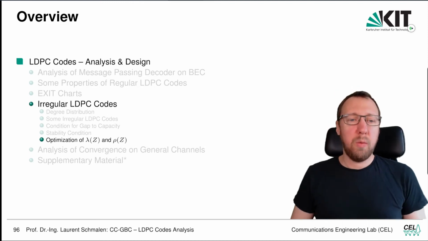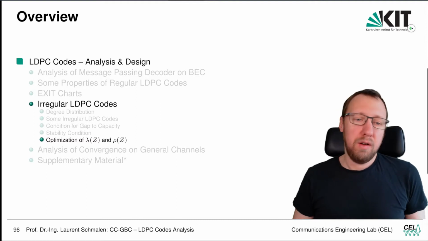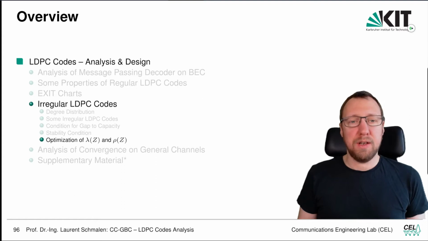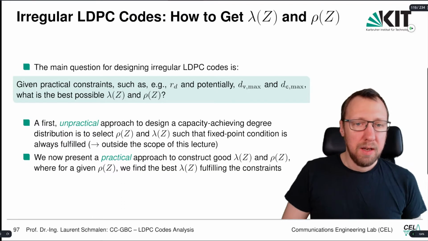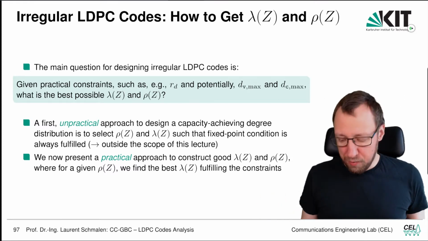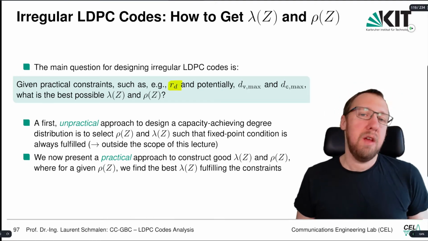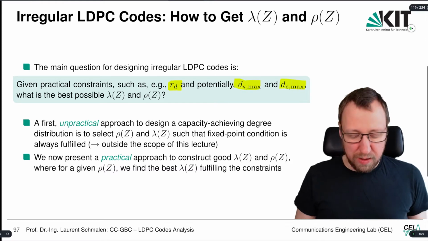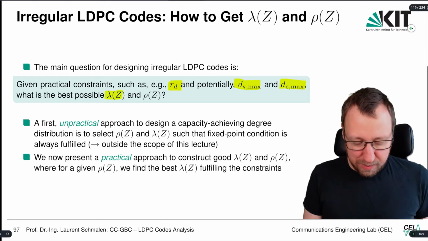So next, we will optimize lambda offset and row offset for binary erasure channels. We will show how we can achieve this goal using EXIT chart analysis. So the main question we ask ourselves is that given some constraints, and usually we are given the design rate, potentially we are also given the maximum variable node degree and the maximum check node degree, what is the best possible lambda offset and best possible row offset?